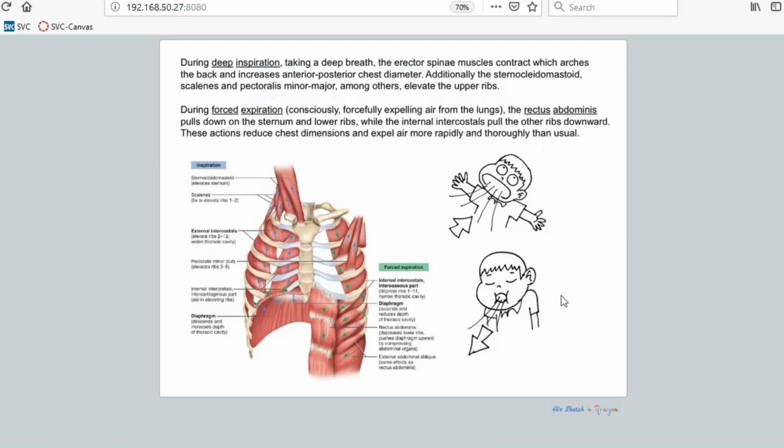And then forced expiration, and this is one that I'd like you guys to know. During forced expiration here, okay, how do we forcefully exhale air? Well, that involves the abdominal muscles, and in particular the rectus abdominis. And what it does is when you contract the rectus abdominis, it further decreases the volume of the lungs and increases the pressure, which causes air to move out more forcefully.